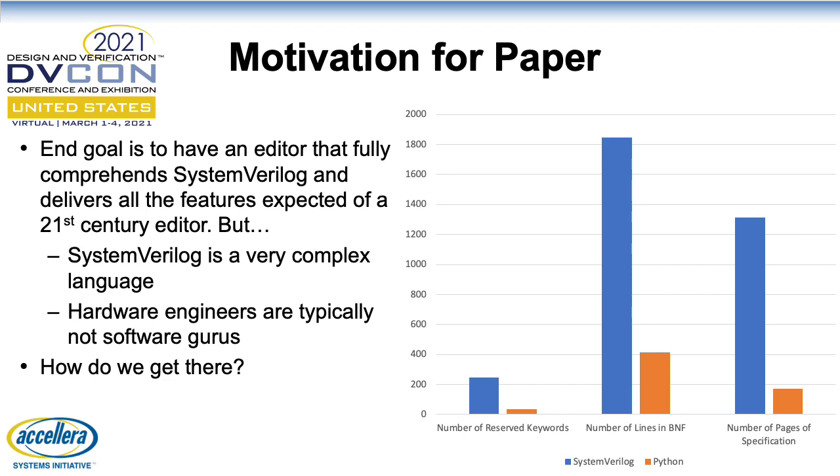One is that SystemVerilog is extremely complex, and you'll see this little bar graph to the right where we looked at the number of observed keywords, the number of lines in the BNF, and how long the standard is compared to Python. You can just see SystemVerilog is huge. There is a lot of stuff going on here. And the second major reason is hardware engineers are typically not software people. Software people can write their own tools because they have all the skills and all the time in the world to go and do that. Whereas hardware engineers, we have really tight schedules. We work with a language that doesn't lend itself to building tools off of. So how do we get to this point where we're on par with all the other software languages out there?